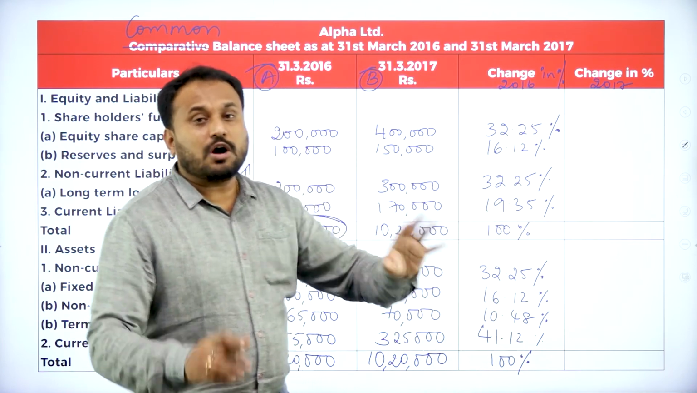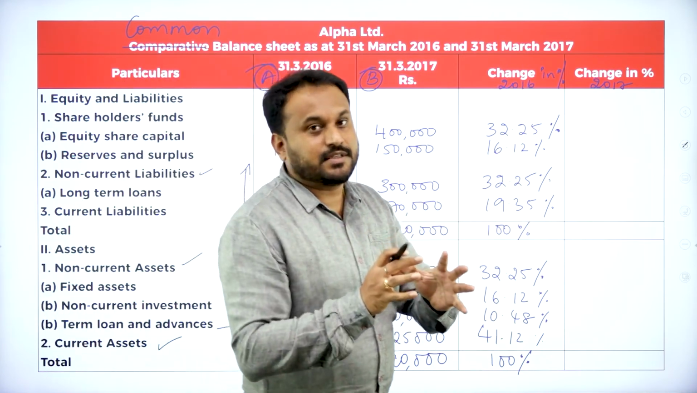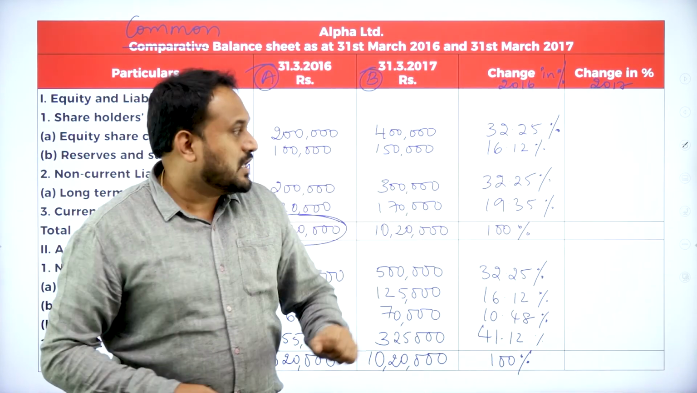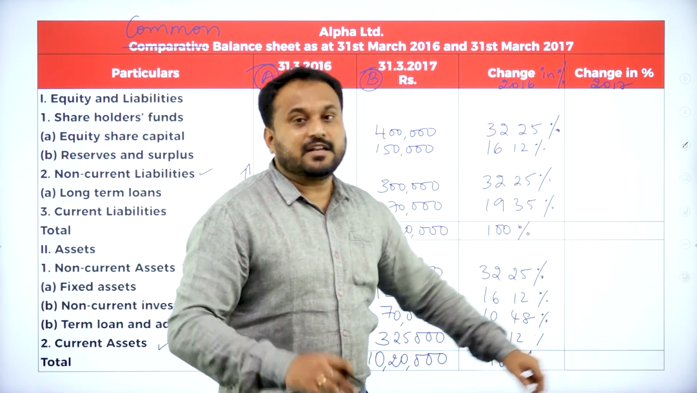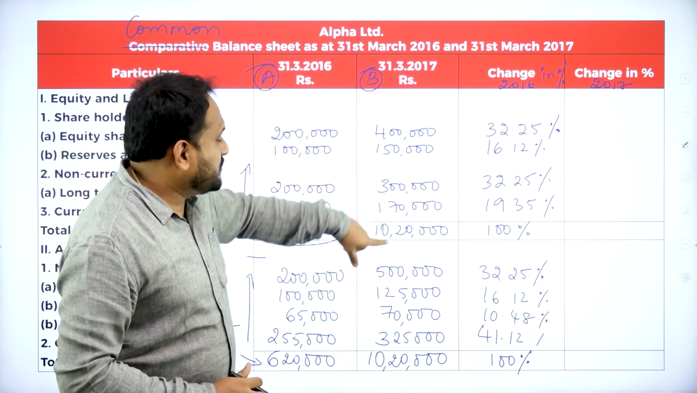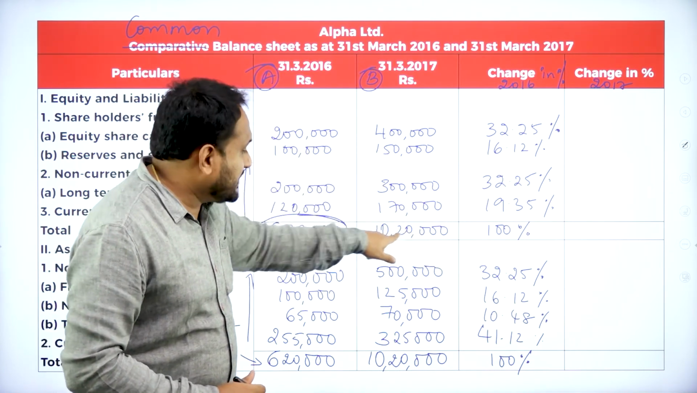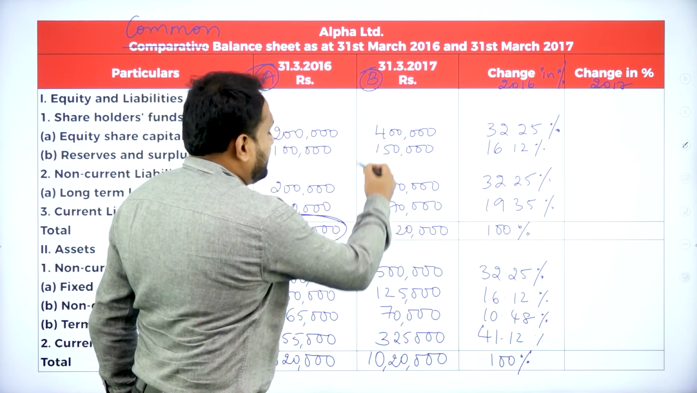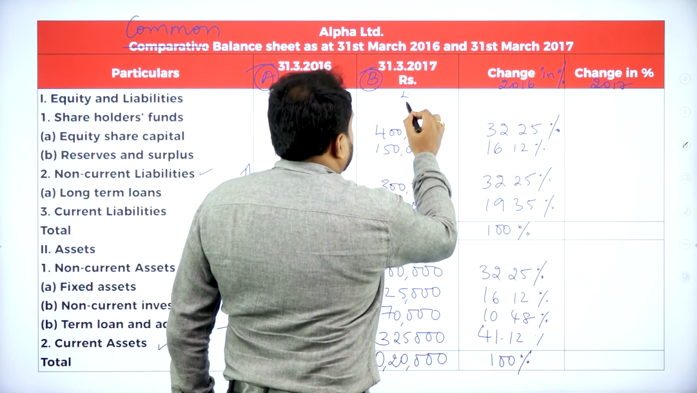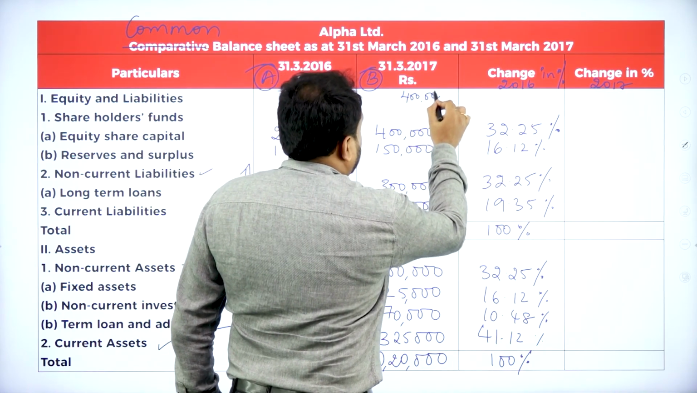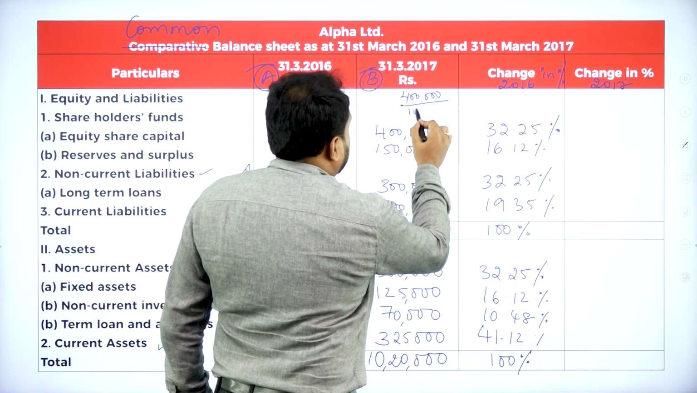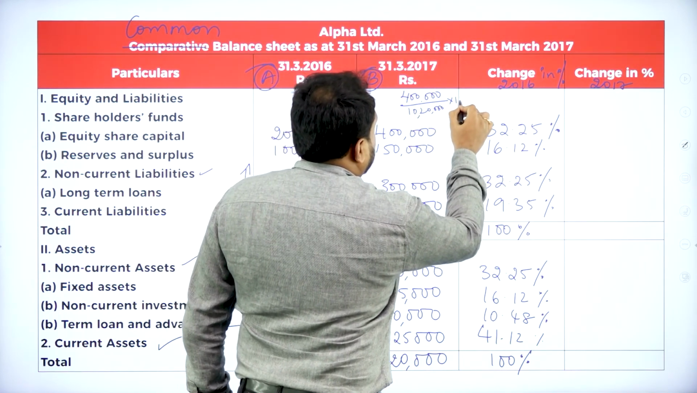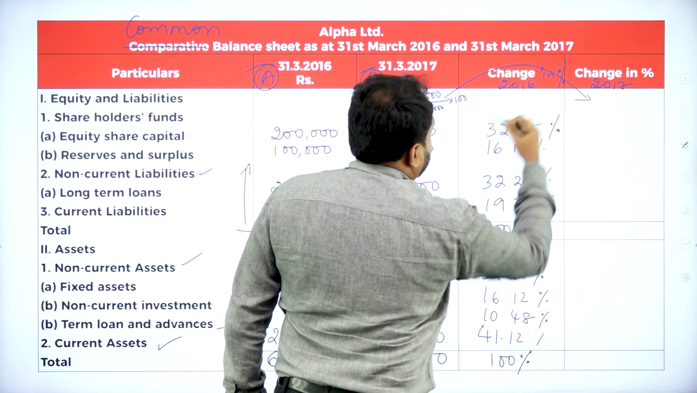So this is what the common size statement is. Comparative I told you, common size also I have told you. A homework for you: how to find the change in 2017. Let me give you a hint. The base is 10,20,000, so put this in the denominator. It is 4 lakh divided by 10,20,000 into 100. That is what will come here.